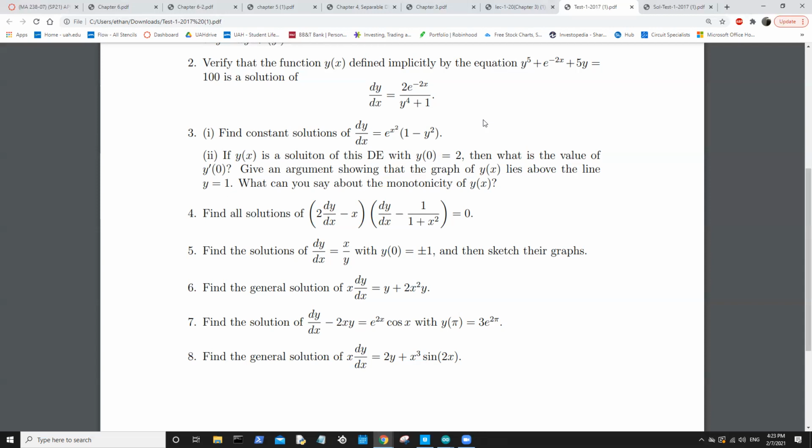We don't have any initial values, so there's no plugging in. We just spit out functions with arbitrary constants. So there are 2 solutions to this. Any objections?